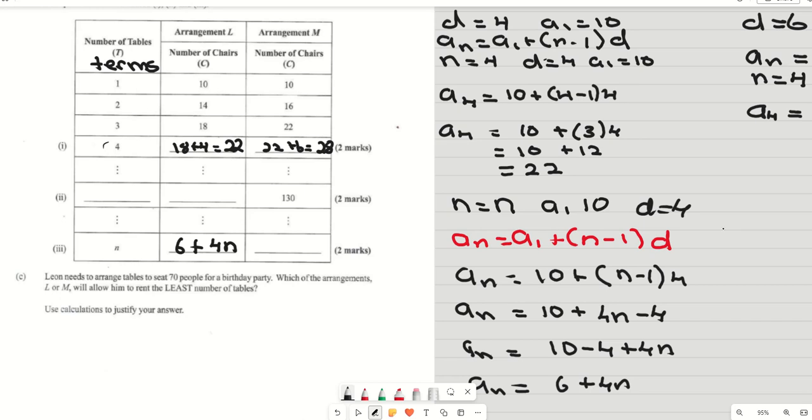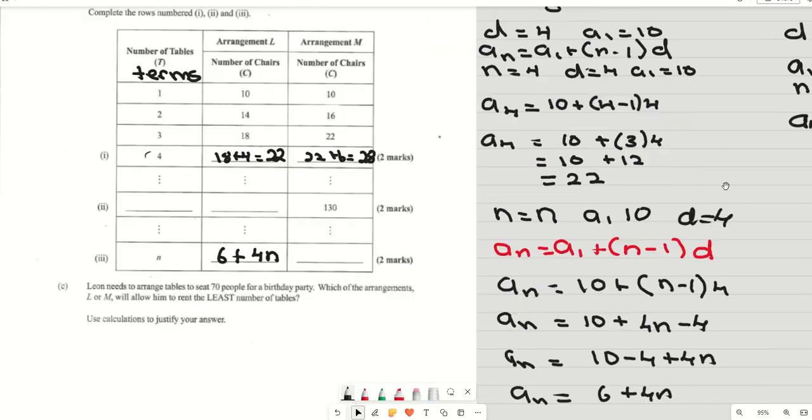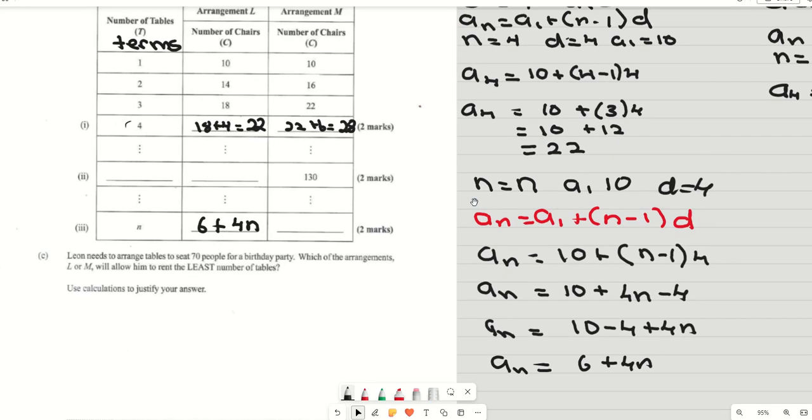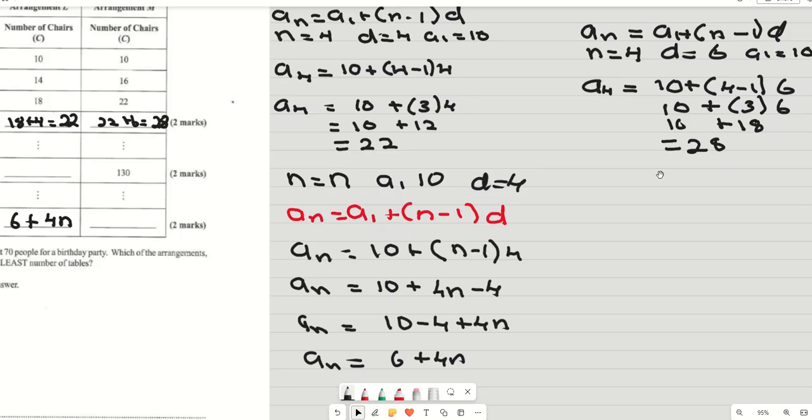So if you don't want to do this so many times, you can just find the formula for n for each one. In this case, it would have been for arrangement L and arrangement M, and then when n is equal to 4, you put 4 in the equation and you'll get your answer. So that was the next way to do it.